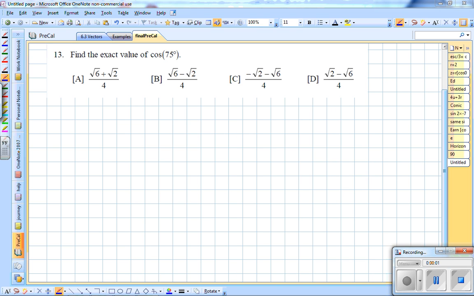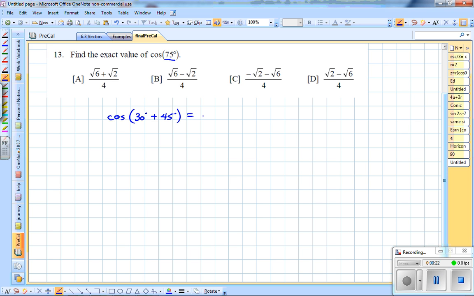Finding the exact value of cosine of 75 degrees. First thing to note is that since you want the exact value, you want to go ahead and use your formulas. Give me two angles associated with special right triangles that add up to 75. In this case, I'm going to go ahead and use 30 and 45 degrees.